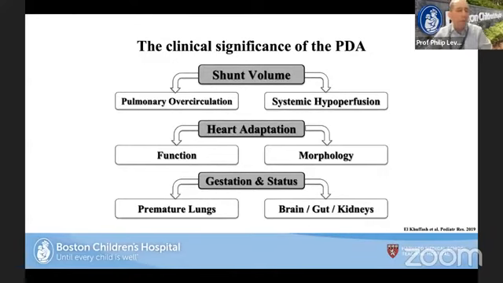Many of you are very familiar with this. When I think about the duct, I think about hemodynamic significance. I think about the balance between the lungs and the systemic circulation, or the shunt volume. I think about how the heart adapts. Are there changes in the left ventricle? I think about the function of the heart. Is it increased or decreased? And I think about comorbidities. What is NEC, IVH, AKI, acute kidney injury? And that's how I decide if I want to augment closure of the PDA.